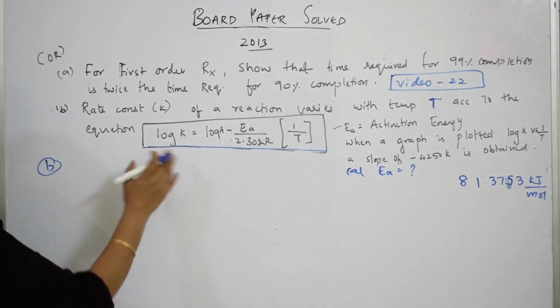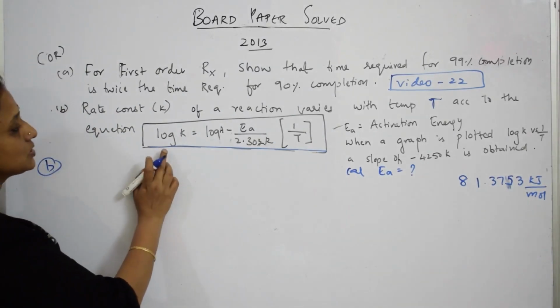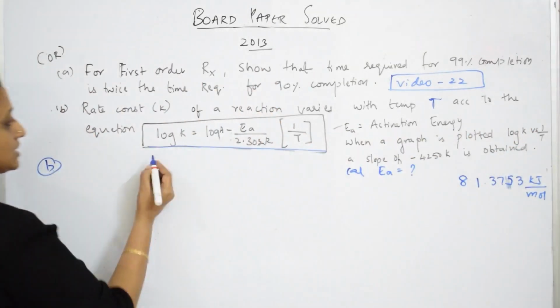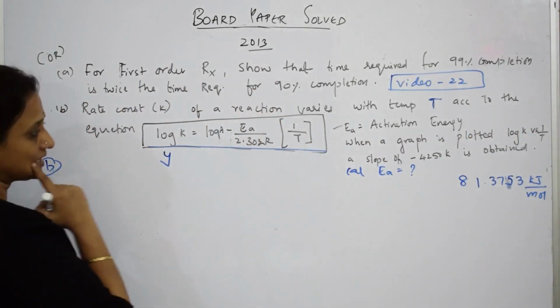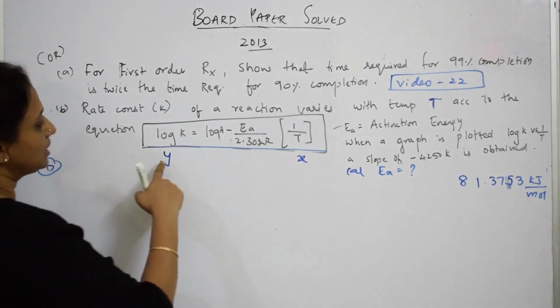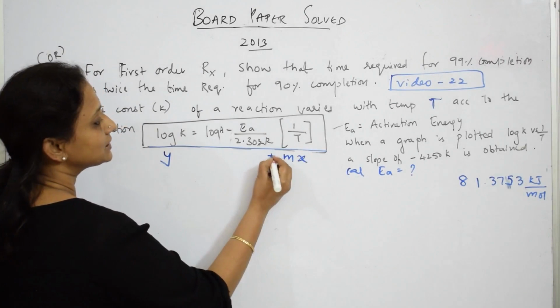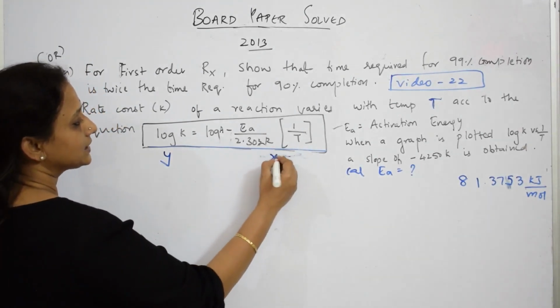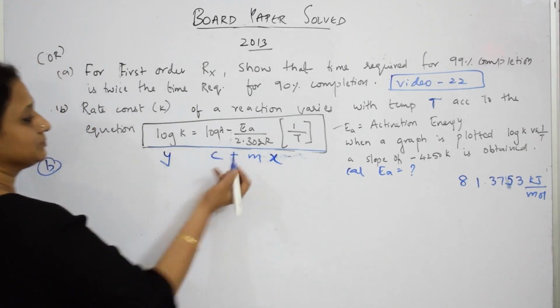Now let us see. This is your equation which is already given to you. What do they say? They said when a graph is plotted, log K versus 1 by T. So this is your y-axis, and this is your x-axis. According to the formula for a straight line graph, y is equal to mx plus c, isn't it? Let me write here, y equals mx plus c.